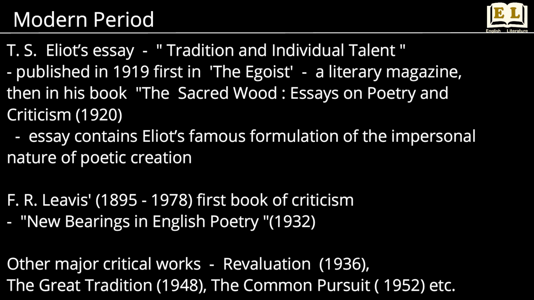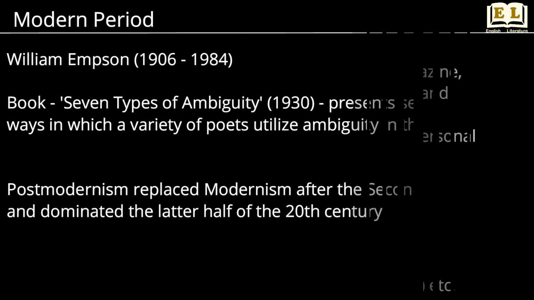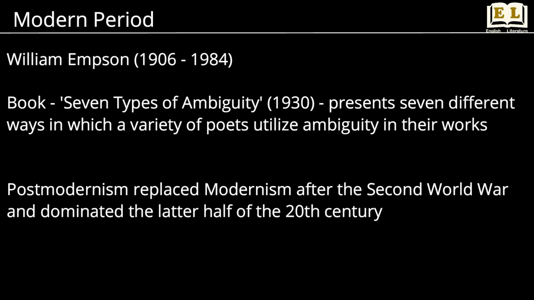F.R. Leavis's first book of criticism was New Bearings in English Poetry. His other major critical works are Revaluation, The Great Tradition, The Common Pursuit, etc. William Empson was another literary critic of the 20th century. His book, Seven Types of Ambiguity, presents seven different ways in which a variety of poets utilize ambiguity in their work.